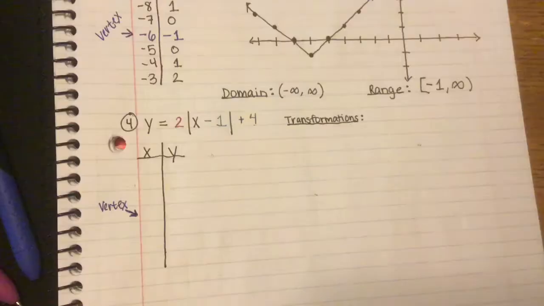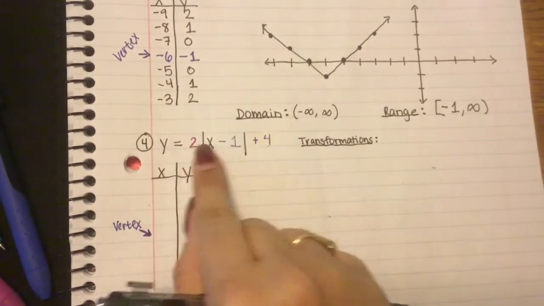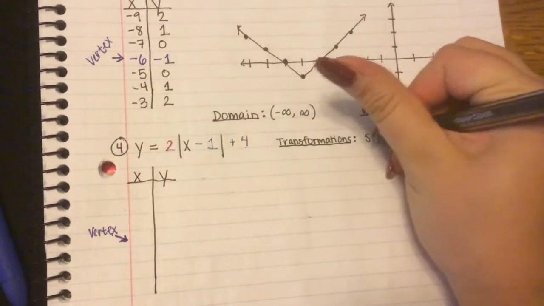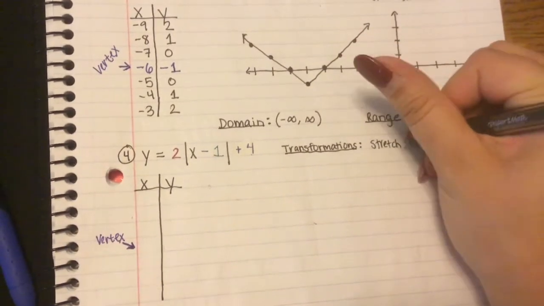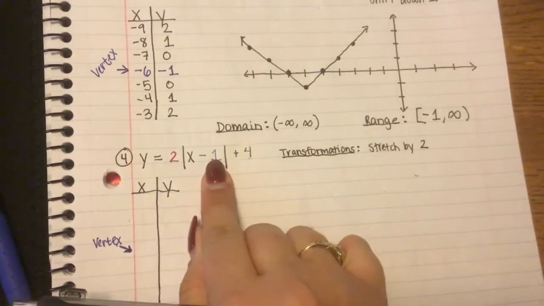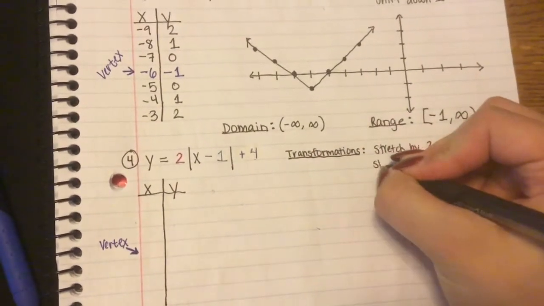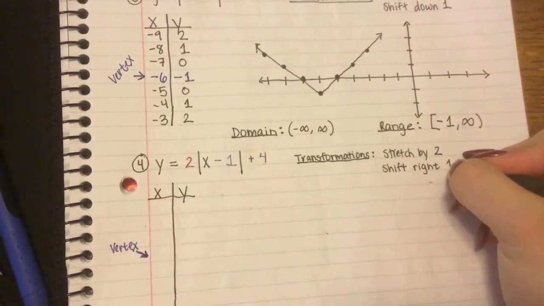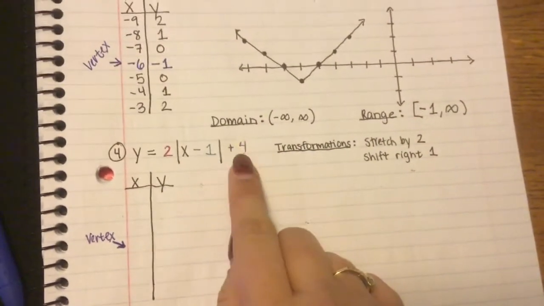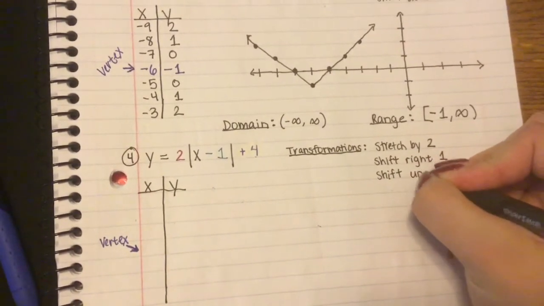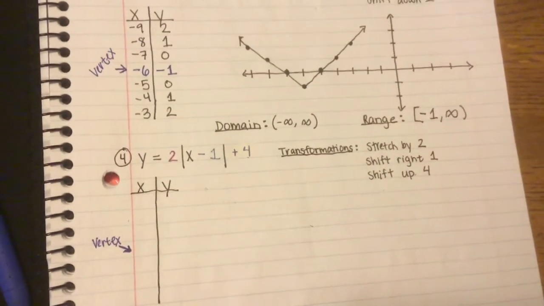This next example will be the last one that we look at today. Remember that you want to describe your transformations by identifying the a, h, and k. Here, my a is 2, which stretches my graph by a factor of 2. My h here is negative 1, which shifts my graph to the right 1 unit. And my k value is positive 4, which shifts my graph up 4 units.